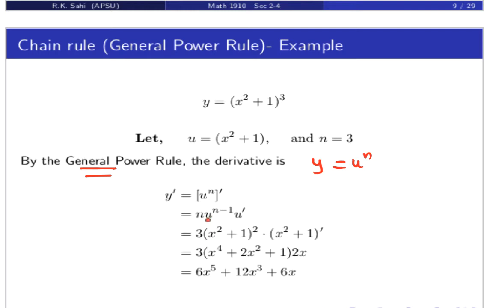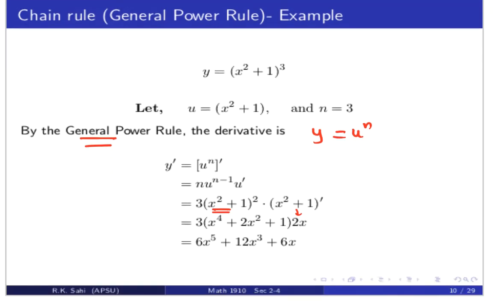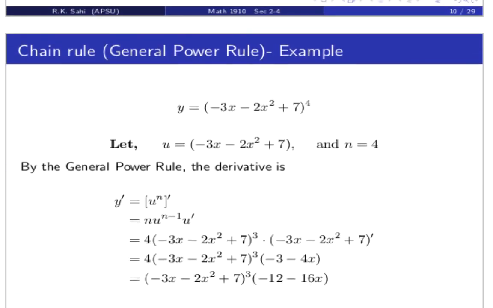So let's do that. U, remember, is x squared plus 1. So it's 3 times x squared plus 1 the whole square times the derivative of x squared plus 1. And what do you get? When you open it up, you get 3, applying the squaring formula, x to the fourth plus 2x squared plus 1, times 2x from here. And then just do the simple math. What you get is 6x to the fifth plus 12x cubed plus 6x. Okay, let's go ahead and do some more practice of these problems.